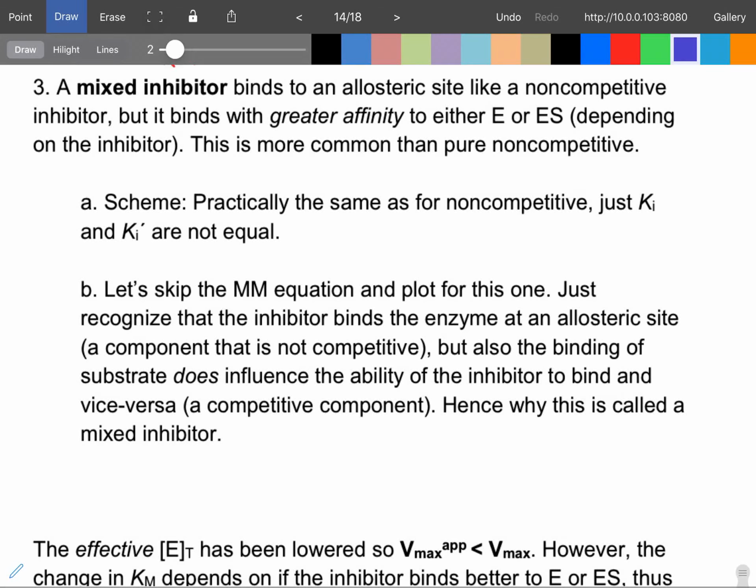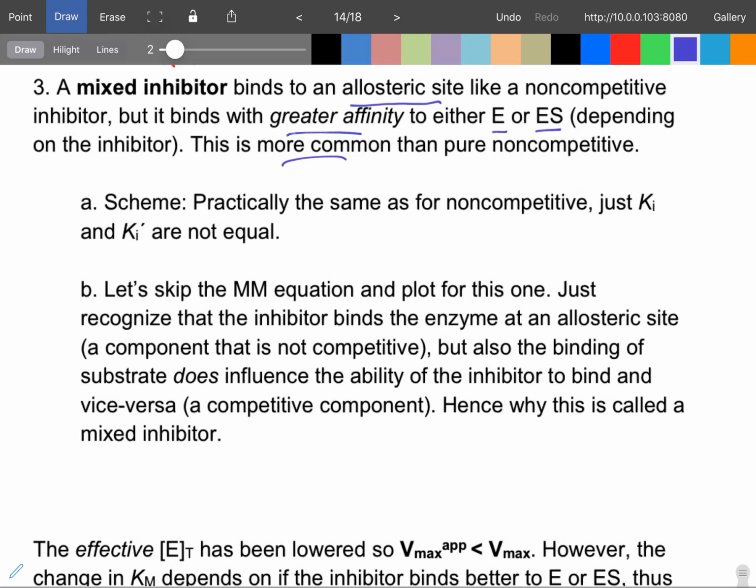A mixed inhibitor is actually quite common. This is one that binds to an allosteric site like it did in non-competitive inhibition. But remember, in non-competitive inhibition, the inhibitor could bind to either the free enzyme or the enzyme substrate complex with equal affinity. But a mixed inhibitor binds with greater affinity to one or the other. In other words, it prefers the free enzyme or it prefers the enzyme substrate complex. And so this is actually more common. It turns out that non-competitive inhibition, purely non-competitive inhibition, isn't really very common, but mixed inhibition certainly is.